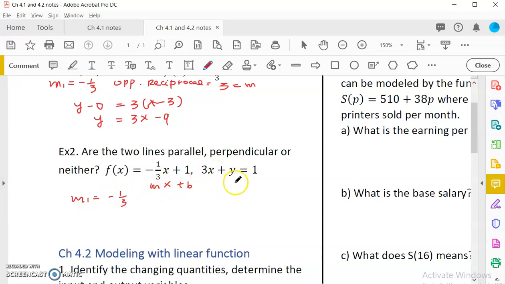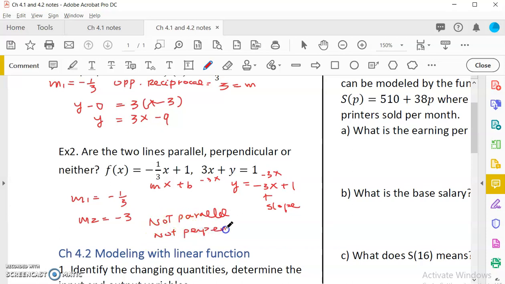But what about this one? I haven't done it yet, so I would have to make it y equals. Everything has to move over, so it's y equals. So I subtract 3x on this side, so it's negative 3x plus 1. So now it is mx plus b, but the m is here. This is the slope, the second slope. So I'll say m2 is negative 3. They are reciprocal but not opposite, so they are not parallel because they're not equal, and also not perpendicular. It's neither. So remember to compare when you have put them in y equals mx plus b format.